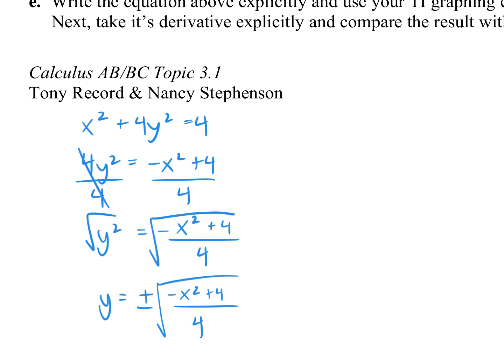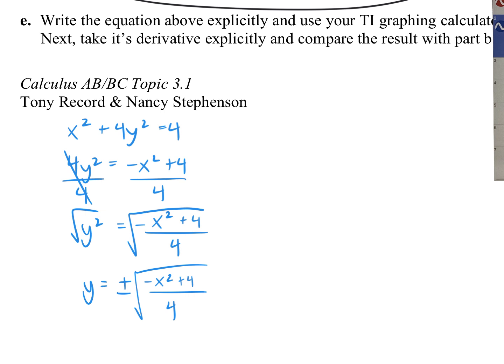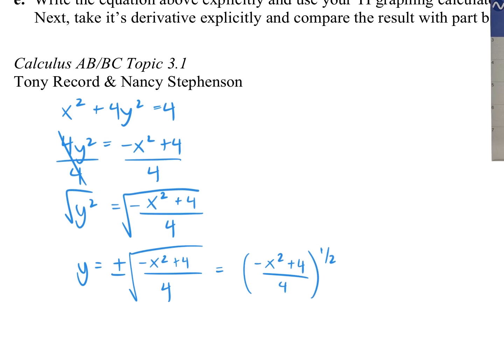Okay, if I plug in, well, two things. I could take the derivative of this function using the chain rule, right? This is the same thing as negative x squared plus 4 divided by 4 to the 1/2 power, right? We agree? And then I would probably rewrite this as, in the parentheses, negative 1/4 x squared plus 1 to the 1/2 power. And then we could take the derivative of this, right? You agree? Let's do it.